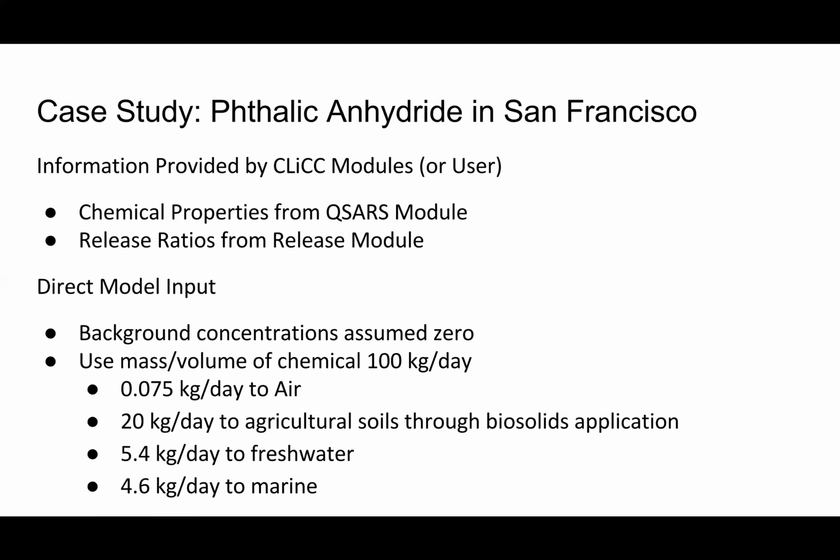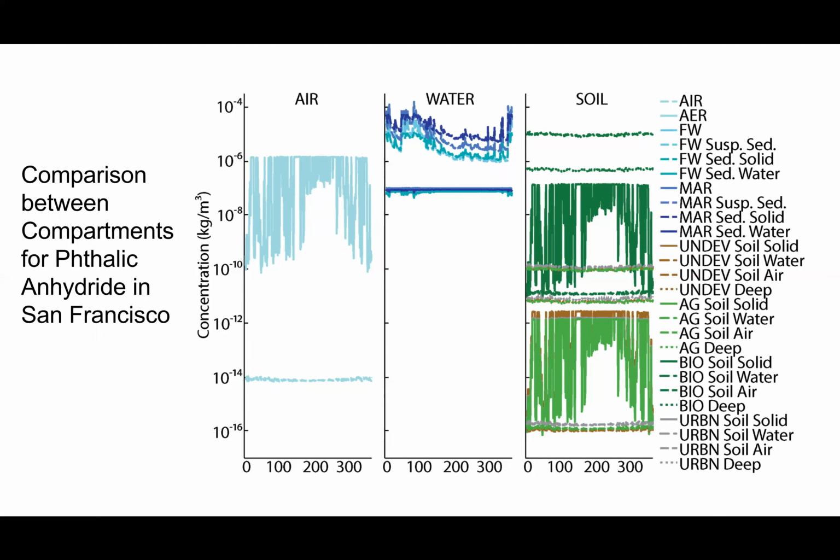So you can run the model. And you can look at the first 365 days of the simulation, given the releases that we saw before. Panel 1 is showing you the concentration in air and aerosols. Panel 2 is showing you the concentration for freshwater and marine water. And the panel on the far right is showing you the concentrations in all 4 of our soil types: our natural soil type, which is labeled as undeveloped, our agricultural region, the biosolids applied agricultural region, and then the urban soil type.